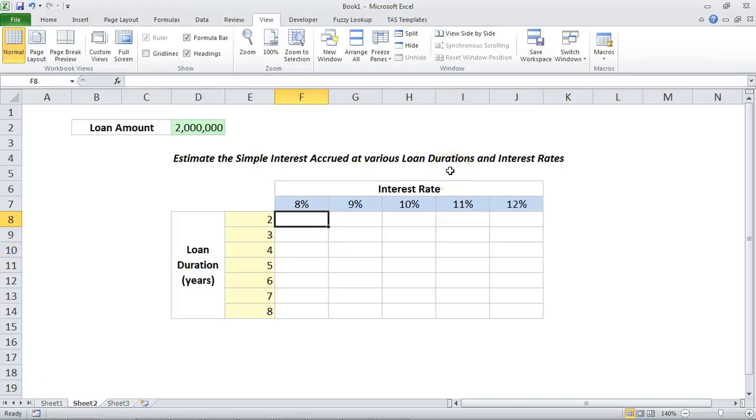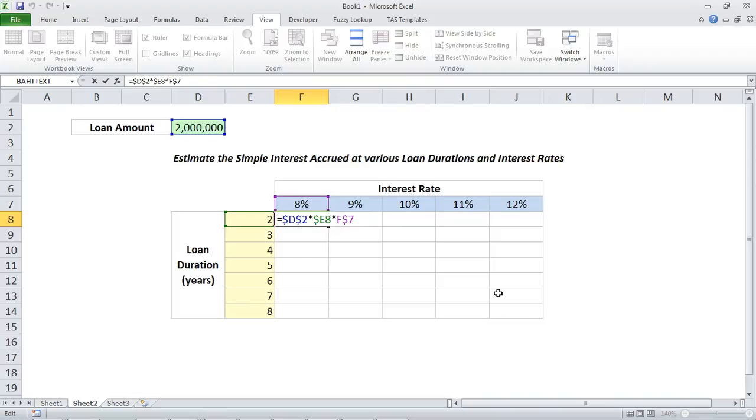In the first cell, I write a formula as equal to $D$2 multiplied by $E8 multiplied by F$7. So this multiplies 2 million with 2 years and 8% to estimate the accrued interest for the first cell. Now let's pause and look at this formula.